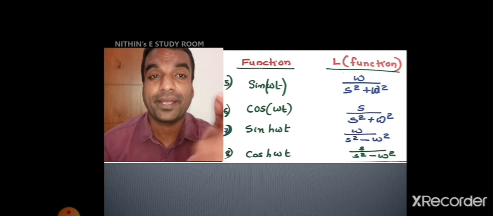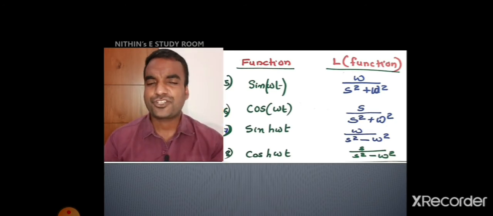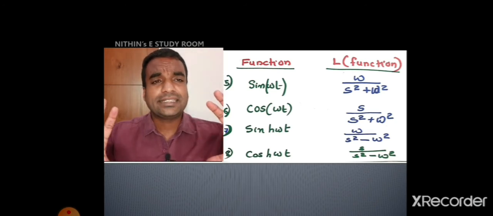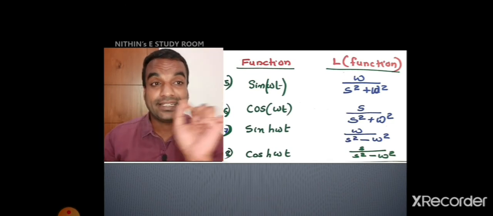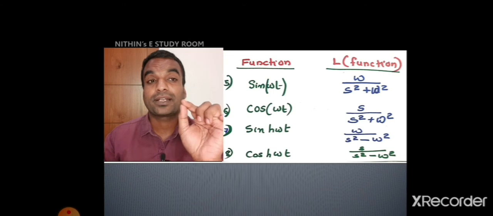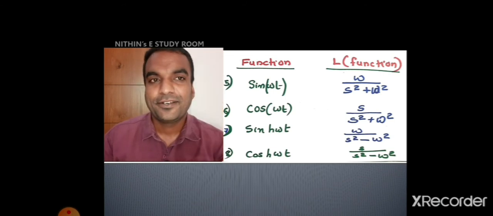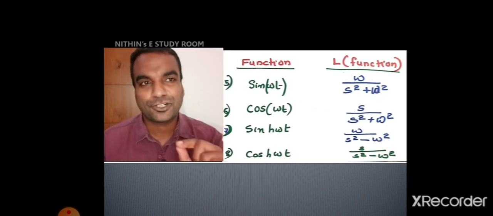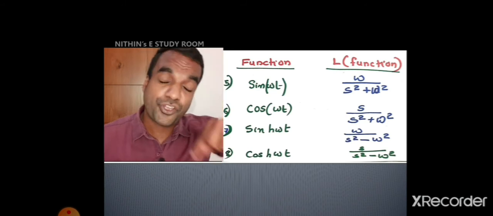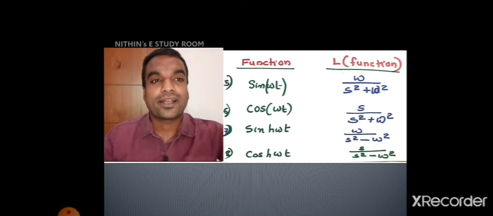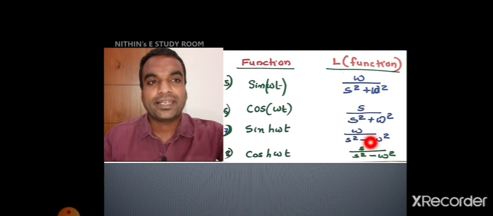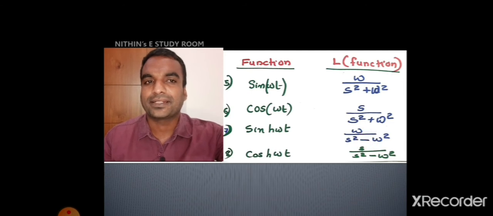The sin h omega t. Everything is exactly the same as sin omega t, but the sign, plus or minus, in the denominator will change. For sin omega t, it is omega by s square plus omega square. For sin h omega t, it is omega by s square minus omega square. Wherever h is coming, you have to replace the plus in the basic equation with minus.